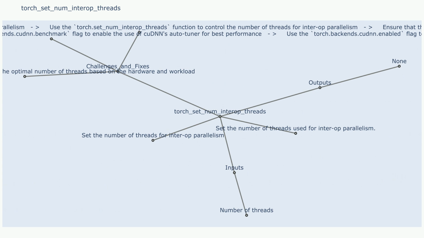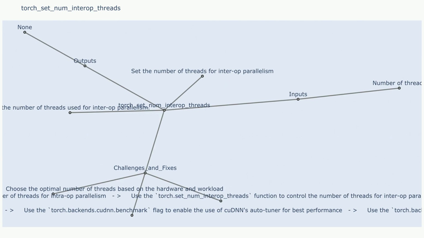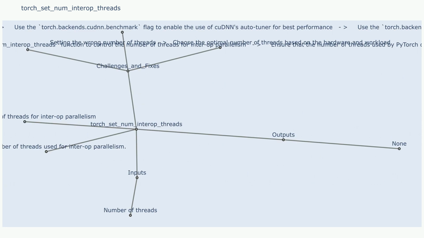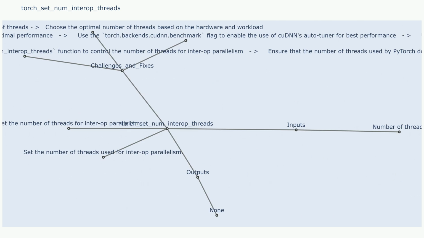Steps: the function sets the number of threads to be used for interoperability operations, such as transferring data between PyTorch tensors and NumPy arrays. The specified number of threads will be used by PyTorch for interoperability tasks, potentially improving performance. Challenges and fixes. Challenge 1: oversubscription. Using too many threads for interoperability might lead to oversubscription of CPU resources, causing performance degradation due to context switching overhead.